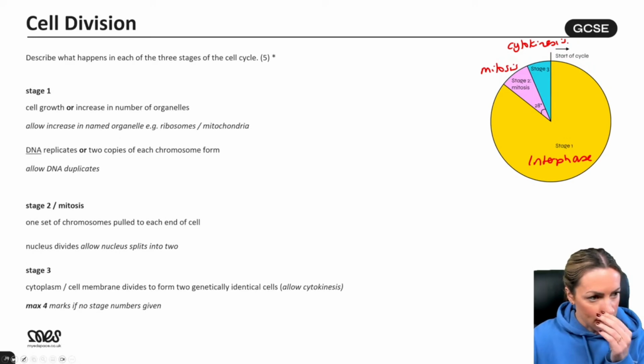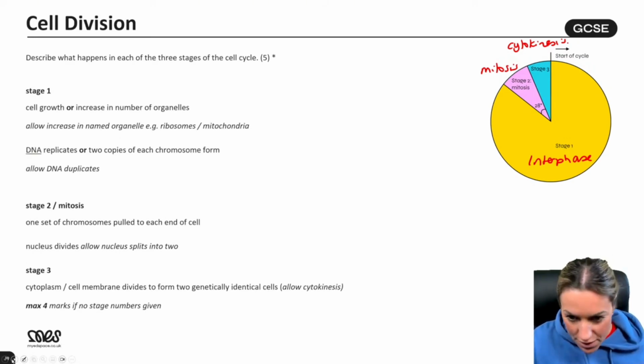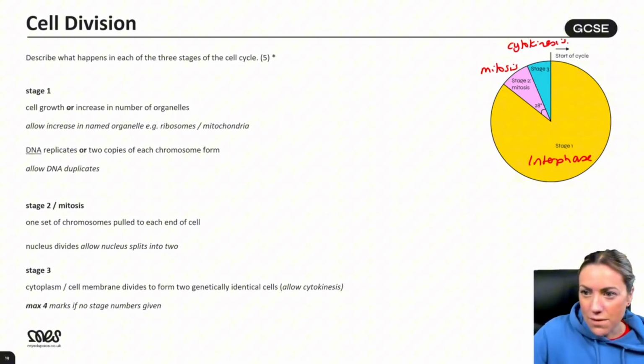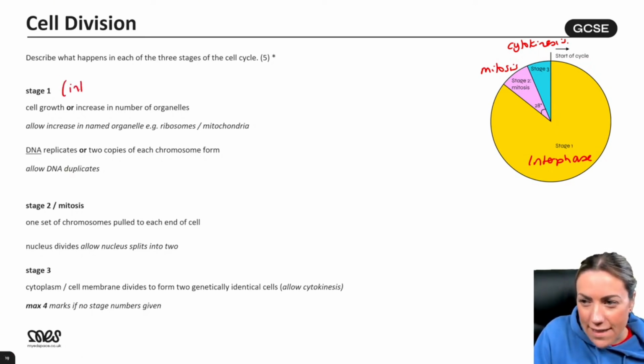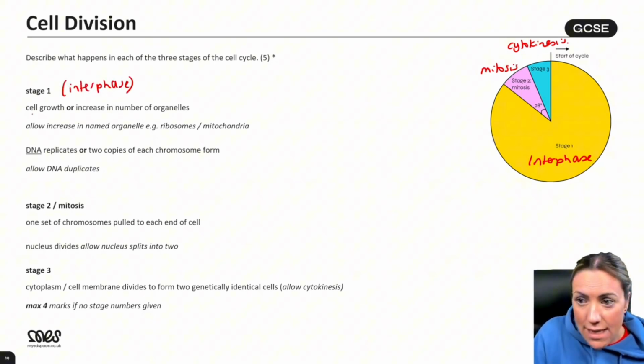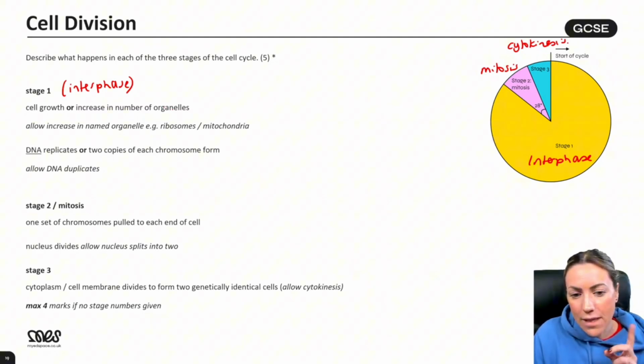Right, I've had to put this on because obviously there's a lot of different things you can say. So stage 1, which is interphase, if you want to use the name of the stage, but you don't have to. The cell grows. You get an increase in the number of organelles. This was actually on last year's paper, by the way. There was a question specifically about what has to happen before mitosis. And you had to say one of these things. So either the cell grows, increase in the number of organelles, or increase in ribosomes, increase in mitochondria, and the DNA replicates.